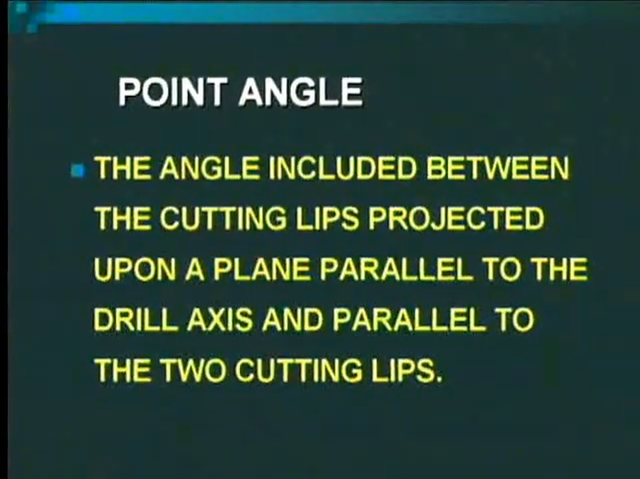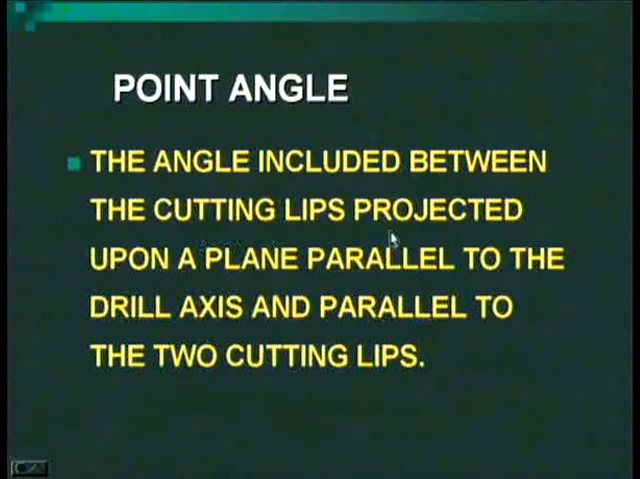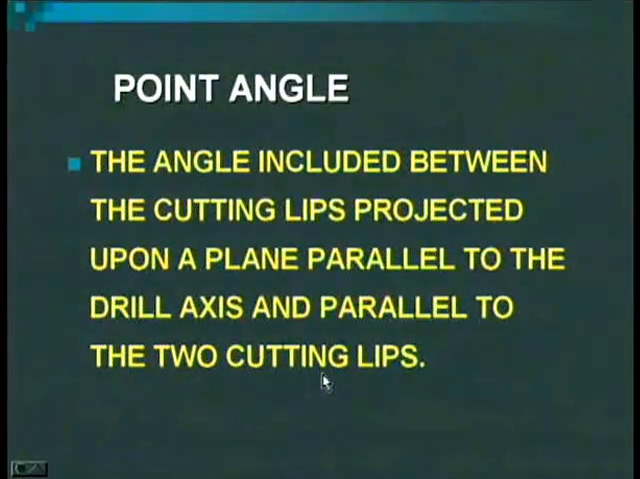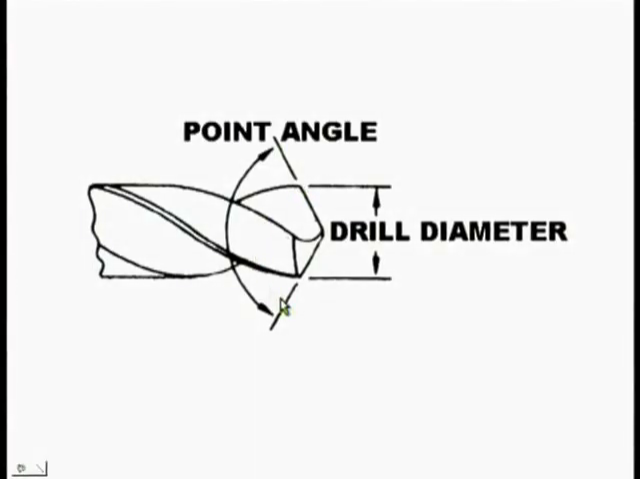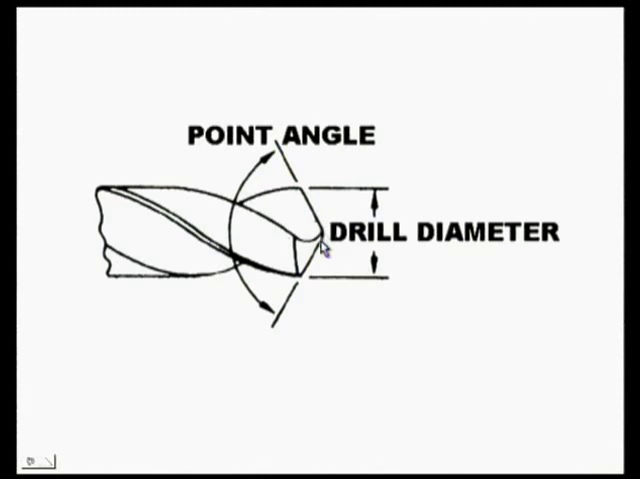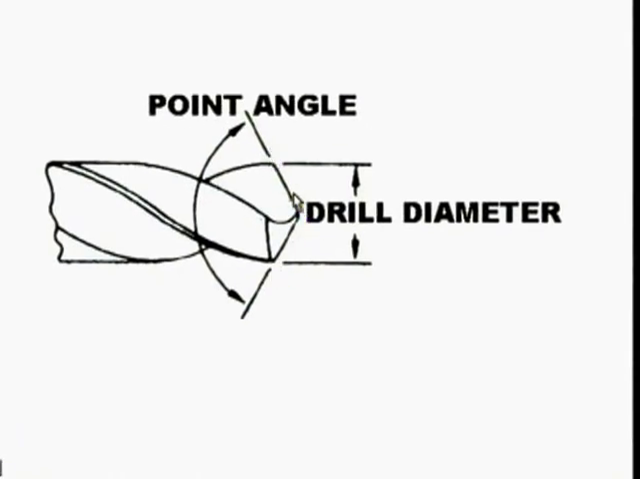The angle included between the cutting lips projected upon a plane parallel to the drill axis and parallel to the two cutting lips, this is called the point angle. Point angle will be varied. The included angle between two lips, that is called the point angle. So here you can see, the complete part is called the point, and the two lips are included here, and this angle is called the point angle.